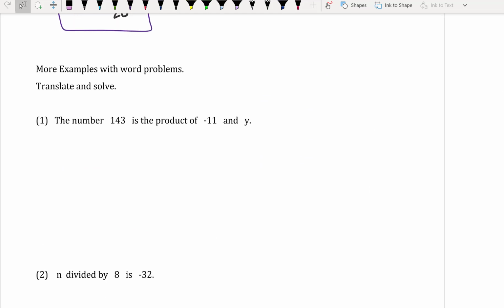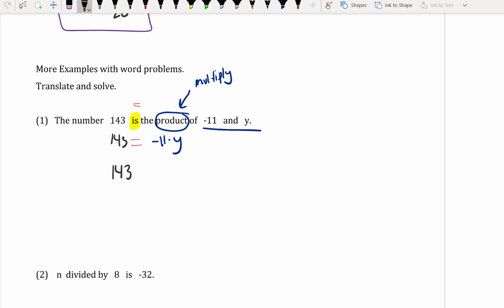Now we have some examples with word problems. So the first one says, the number 143 is the product of negative 11 and y. So remember that is represents your equals. So we have the 143 equals, and here if I have the word product, product means to multiply. So what are things that you are multiplying? You're multiplying negative 11 and y. So now you have the equation that 143 is equal to a negative 11 times y.